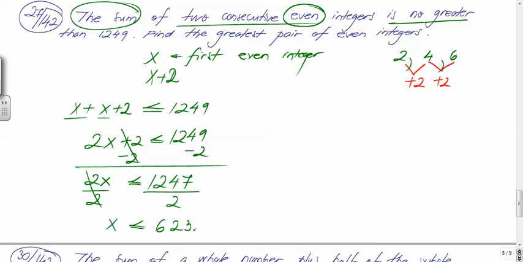You need a decimal, right? 2 goes in 10, you may say 5 times, you have 0.5. So your x has to be less than or equal to 623.5, but I know x is what? X is even, and I'm looking for the greatest pair. So what is the greatest value of my x?